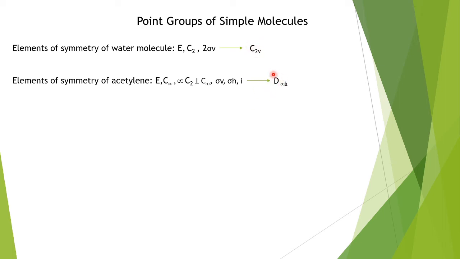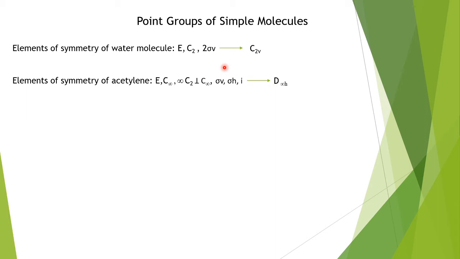The capital D notation comes when you have a Cn axis and n C2 axes perpendicular to that Cn axis. Okay, you have a principal axis of a particular order, that is Cn, and you have n number of C2 axes perpendicular to that principal axis, then the notation is D.